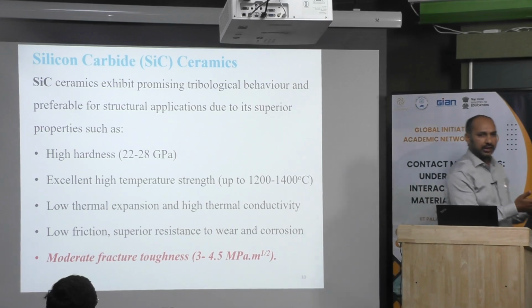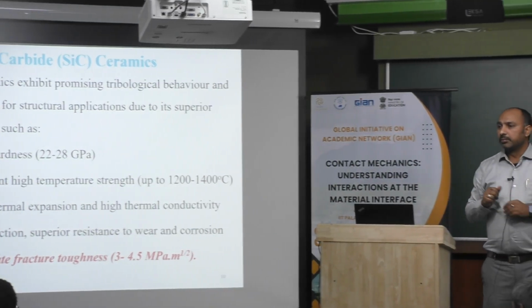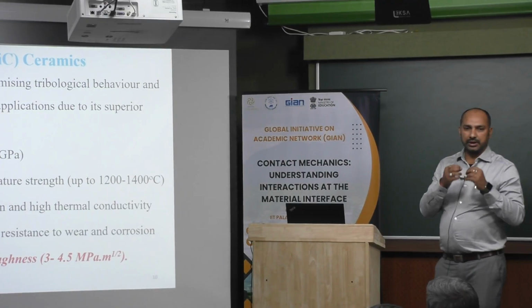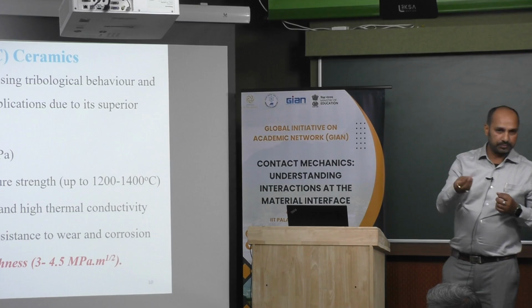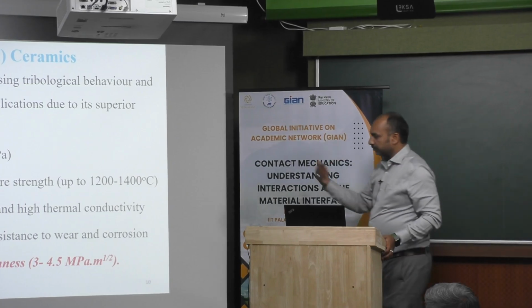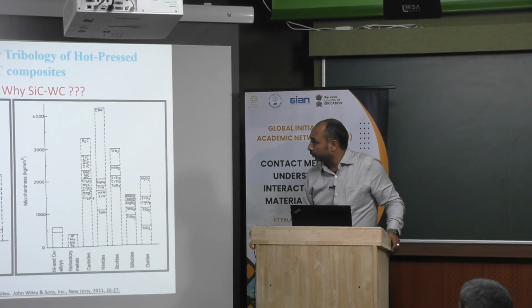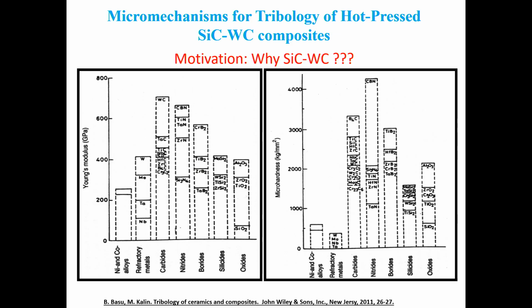So though they have very high hardness and wear resistance, at the same time they are prone to fracture. Once they fracture, catastrophic failure will occur. It will not give you any indication to change the material. So in that particular condition, we need to improve the toughness. To improve the toughness, we opted for a tungsten carbide composite.